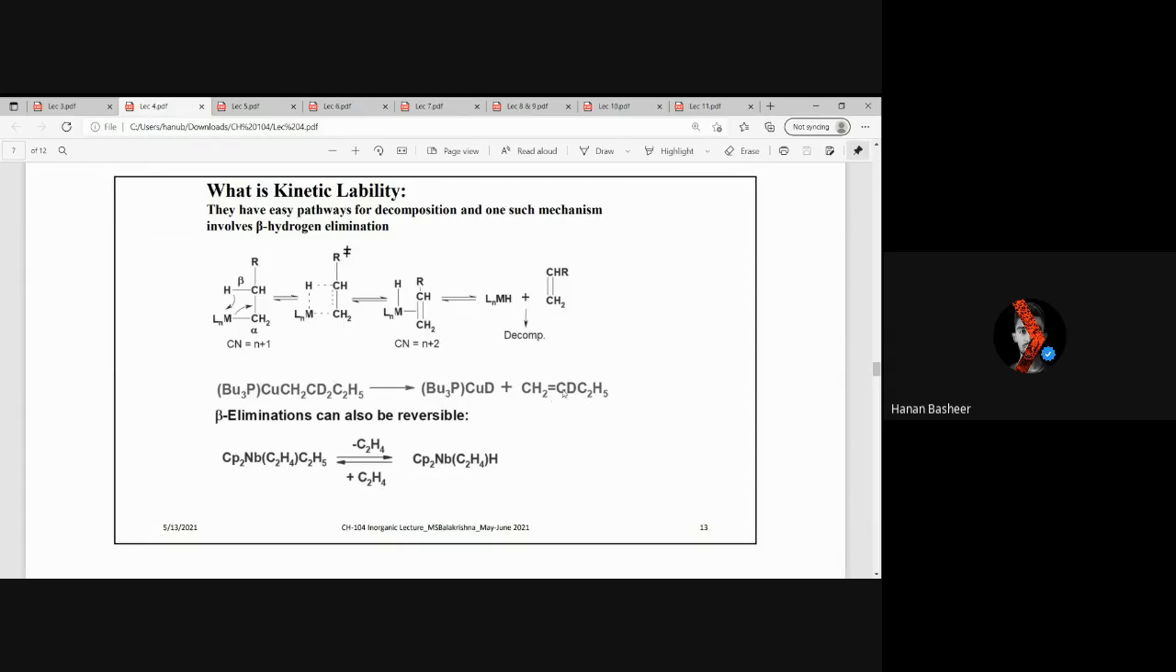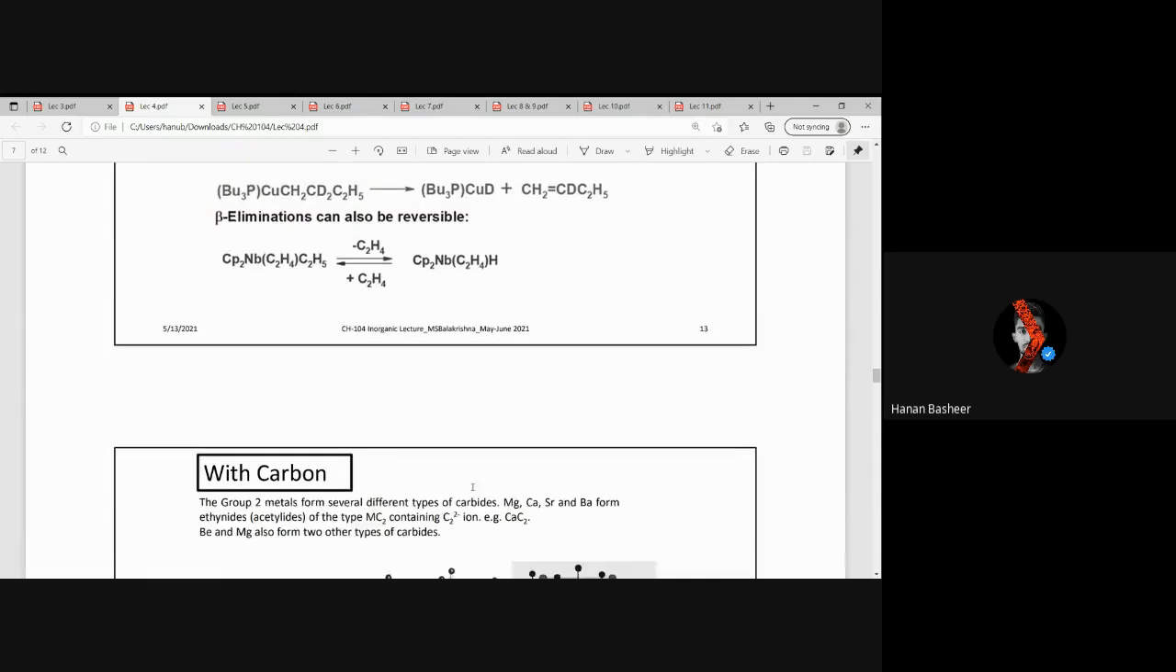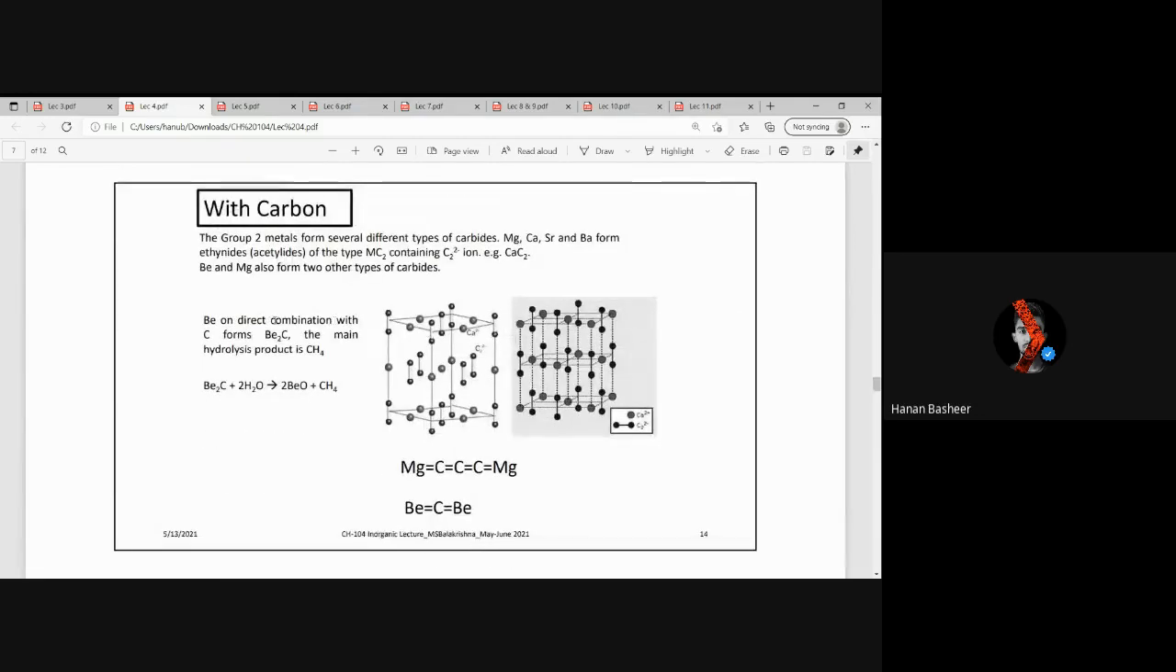So when we eliminate anything, we get this double bond here, and this is a reversible reaction where if we add C2H4 or take out C2H4 in this reaction, we will be able to get both these compounds in an equilibrium state. And with carbon, we can observe that CaC2, when we hydrolyze, we get Ca(OH)2 and C2H2. So this is a structure which is observed if it is Ca2+ and C2 2-.